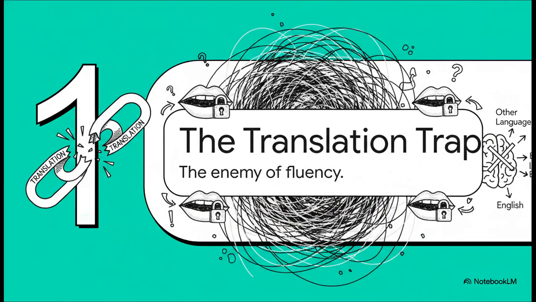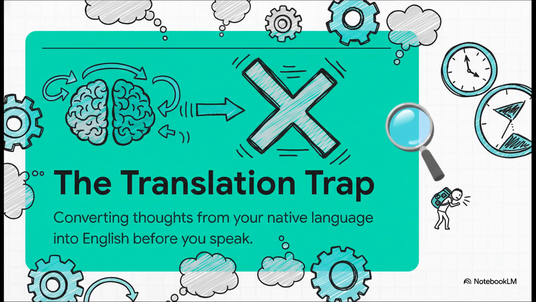But first, we've got to understand what we're up against. I like to call it the translation trap. And honestly, this one habit is probably the biggest thing holding you back from speaking English smoothly and naturally. So what exactly is it? Well, it's that constant back and forth in your head. It's when you take a thought from your native language and then have to convert it, word by word, into English before you can even open your mouth. Your brain is literally doing double the work.